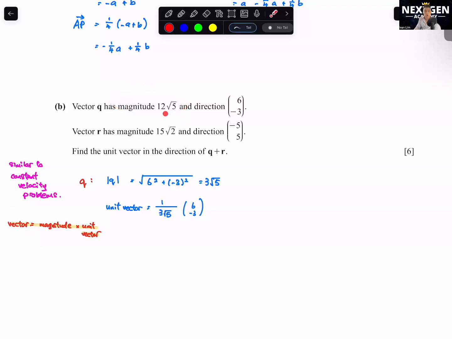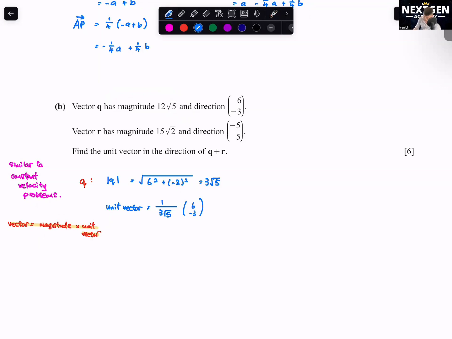They will say speed is 12 sub 5. You just go and look back. The language is a similar one because speed is a magnitude. So in short, if you do the constant velocity problem, this magnitude will just be replaced with the word speed. Now we are going to find the unit vector of Q.